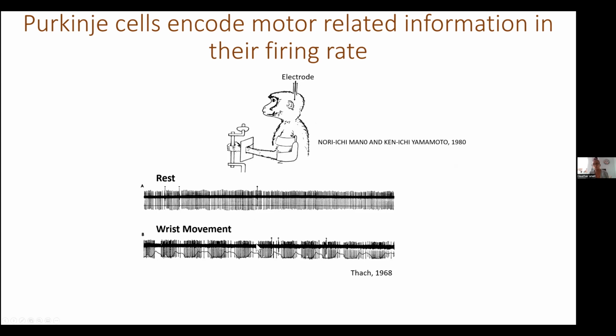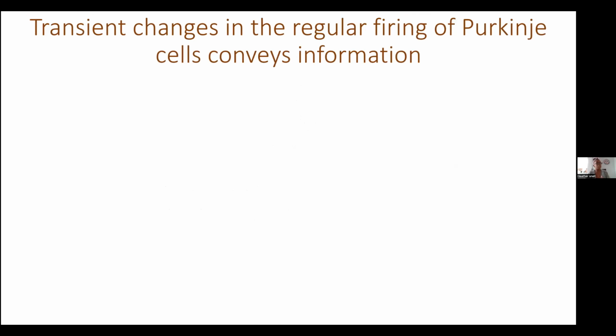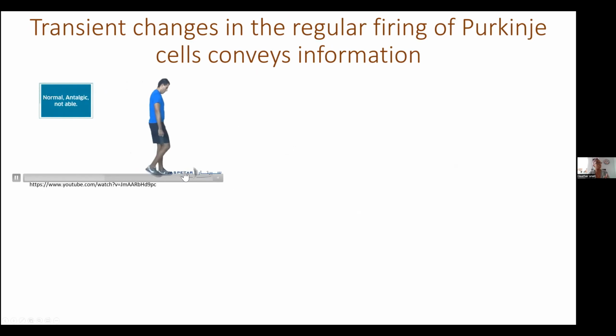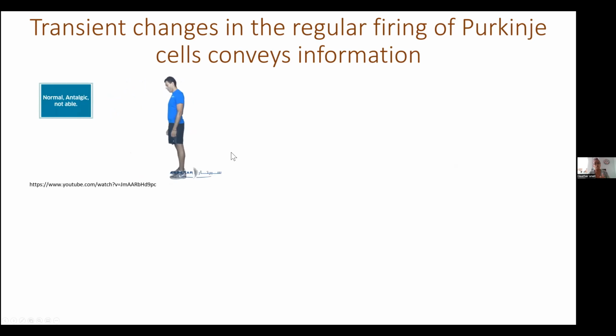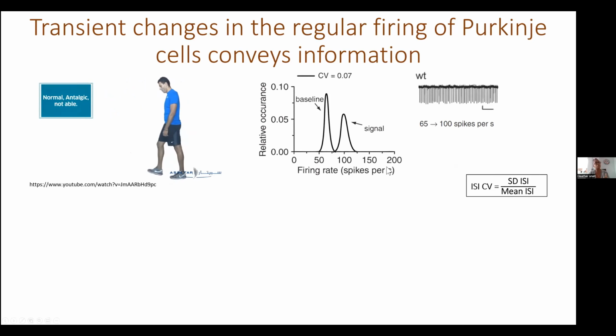This is true in health, but our lab is really interested in understanding what the implications are of this very regular baseline firing in cerebellar disorders. We've looked at multiple cerebellar disorders, so I just want to give you an example of how we looked at this. This is an example of normal ambulation of a person. We can start breaking this down into some different variables.